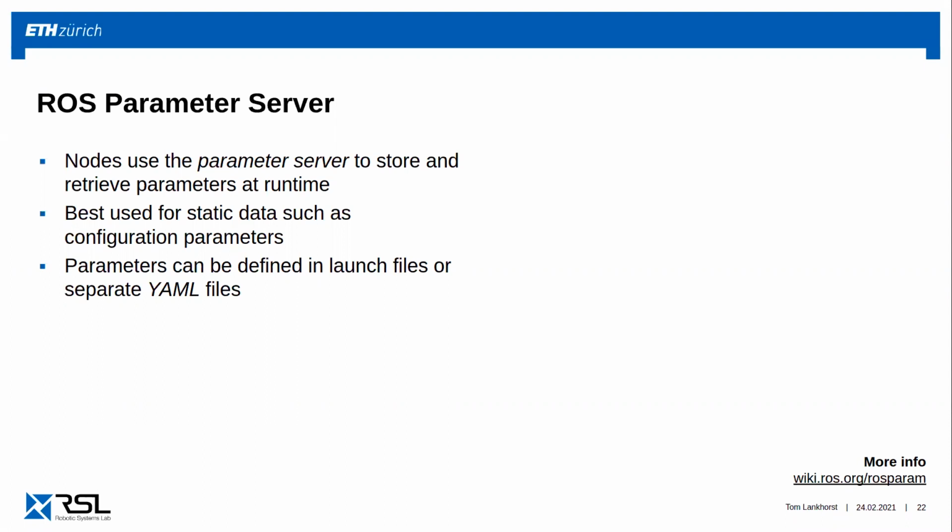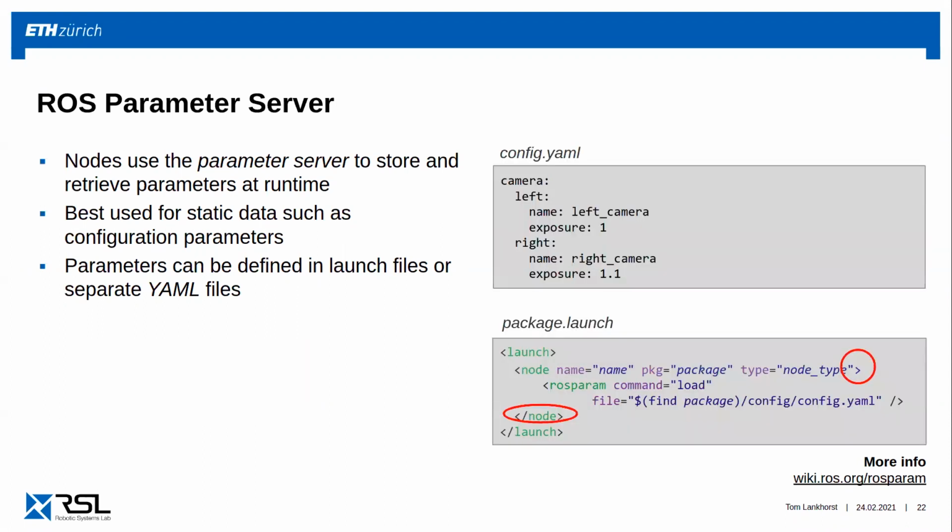The parameters can be defined in launch files or in separate YAML files. YAML is a specific format that can be used to define different parameters that you want to set. In this case, this YAML file is called config.yaml, and it shows us how in a camera.left camera configuration property, we have the exposure value, which is now set to 1 for the left camera, and for the right camera, we set it to 1.1.